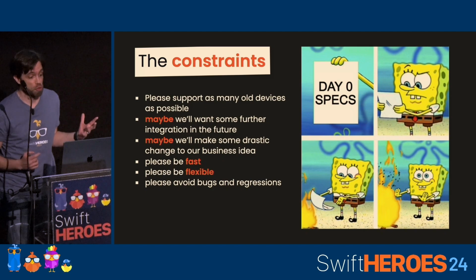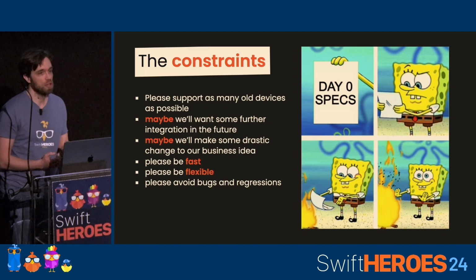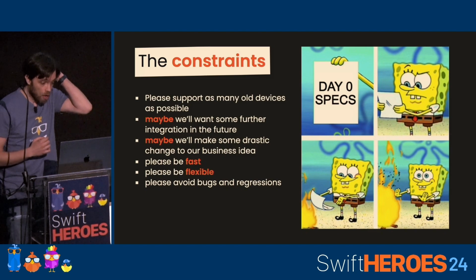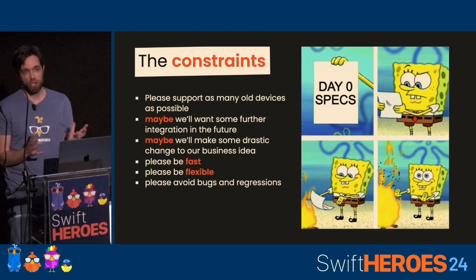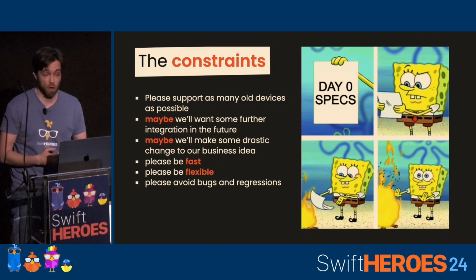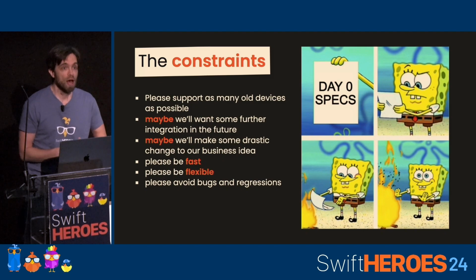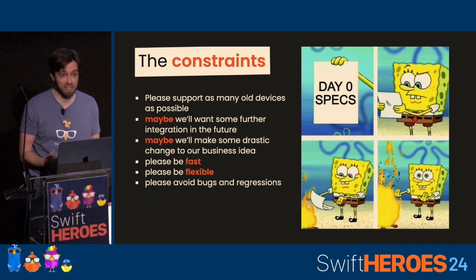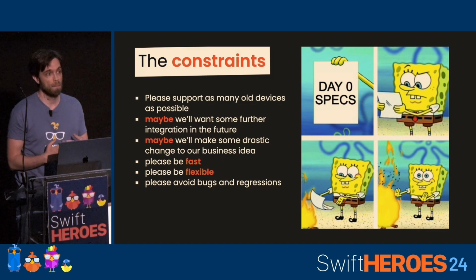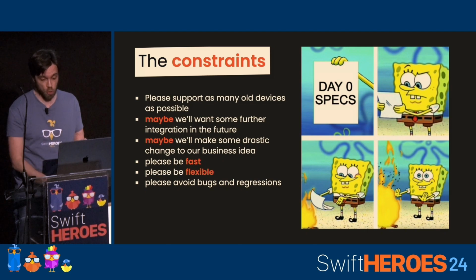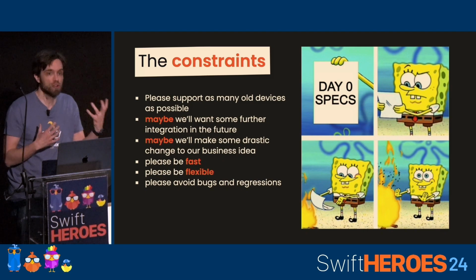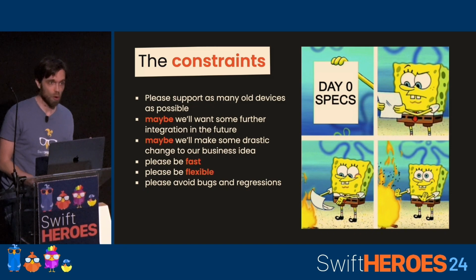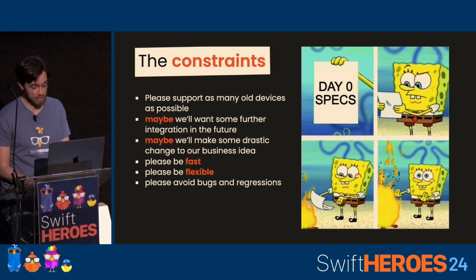Maybe at some point in the future, they will want to integrate something new, something strange, something we didn't think about at day zero. Or maybe they will want to drastically change something, remove it from the code base because they don't need it anymore. Usually the thing is they want us to be fast and flexible. You need to be able to respond to all our changes of mind, let's put it in this way. And of course, nobody likes bugs and regressions, so we also have to take care of that.